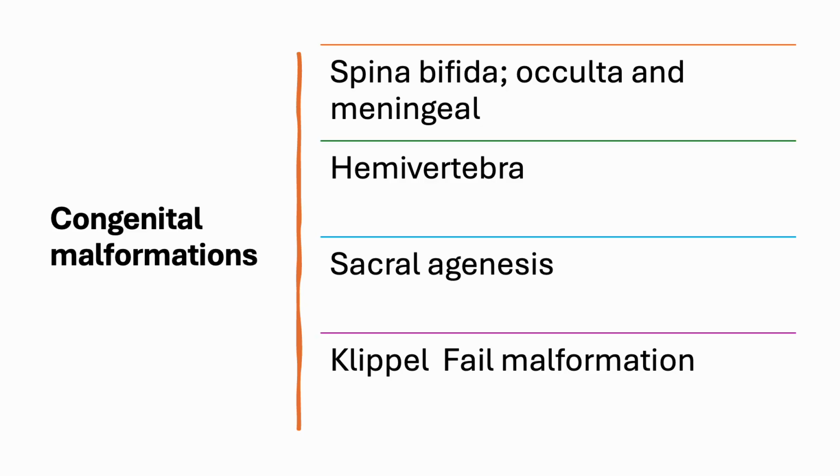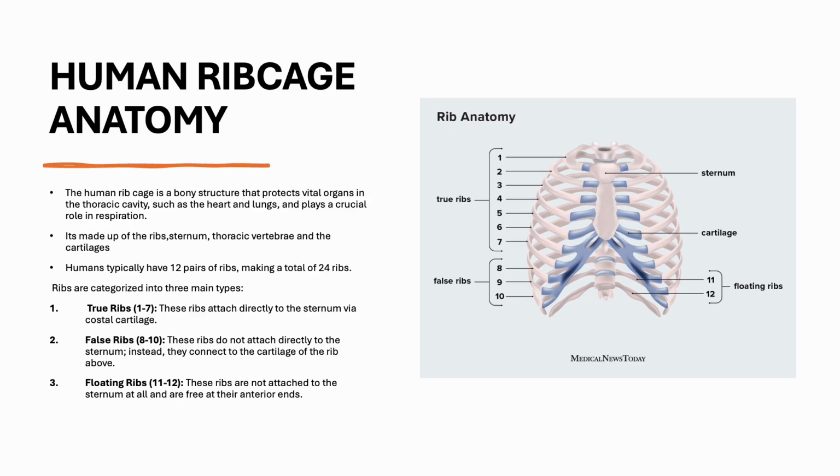We have some abnormalities like spina bifida, hemivertebrae, sacral agenesis, and Chiari malformation of the spinal vertebrae.